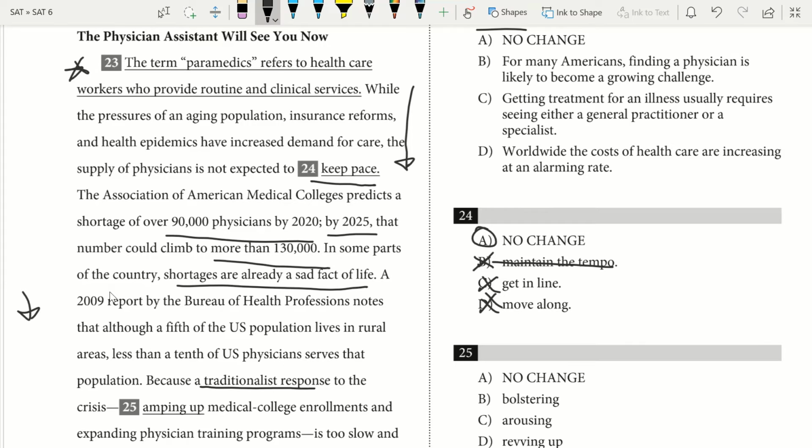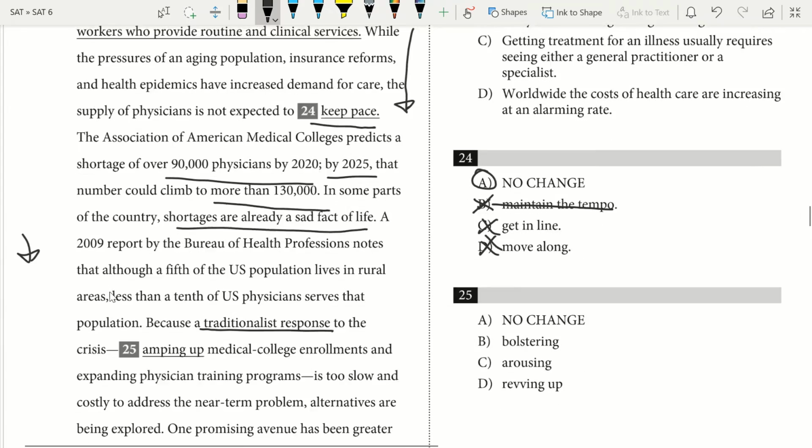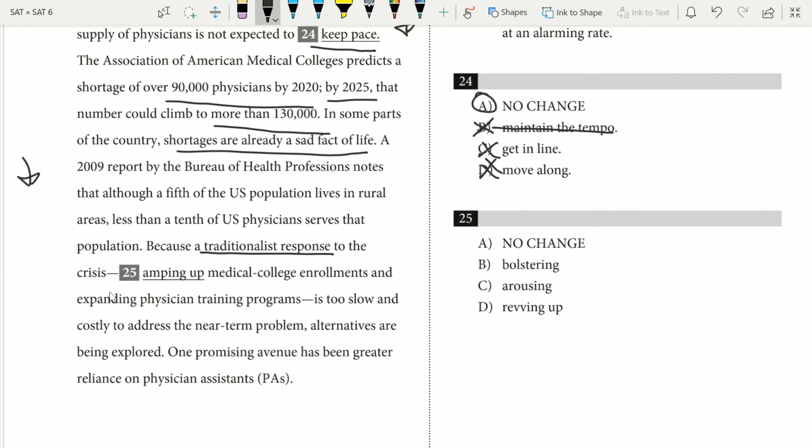So we're talking about a shortage of physicians. Because a traditional response to the crisis, amping up medical college enrollments. So I'll go ahead and answer that one as well. Amping up is not very academic. We know that this is an academic article about a shortage of doctors, so we want to use academic language. Revving up is also not academic, neither is C. B, however, bolstering, that would be supporting medical college enrollments, increasing them. Bolstering them, that is academic. We know our answer there is going to be B. It fits with our tone and it's idiomatic. So our answer is going to be B.